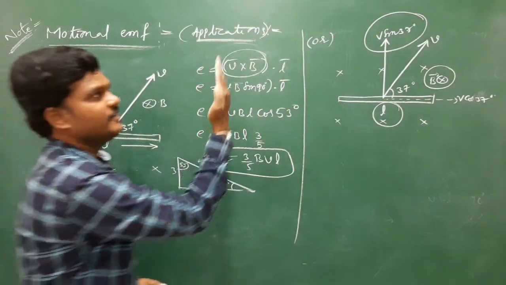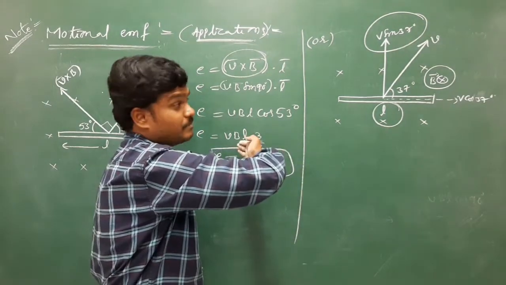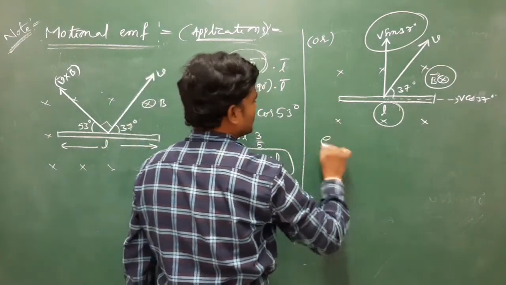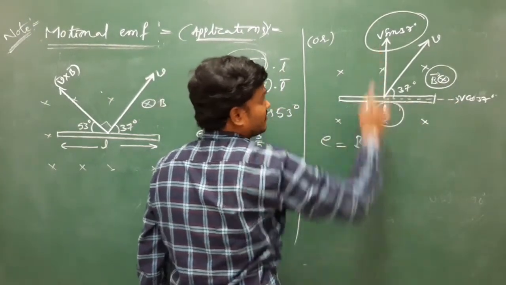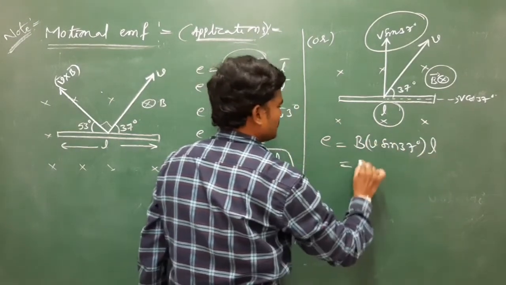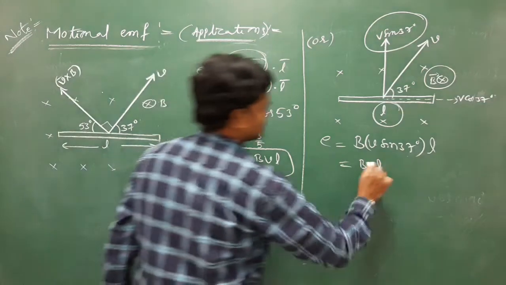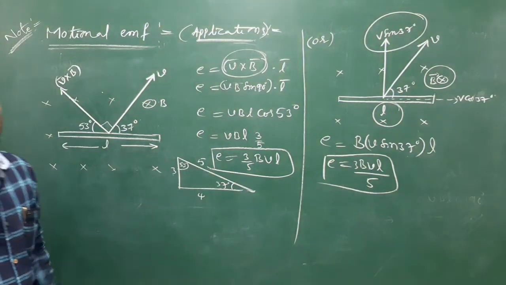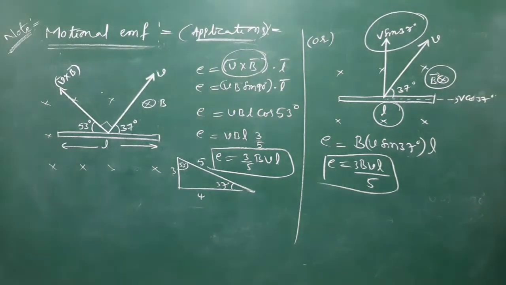B inward, V sin 37 up, L is horizontal. This is the X axis, this is Z for B, and V sin 37 is the y axis. So the perpendicular components are B as it is, V which is perpendicular, V sin 37, and L. So BVL sin 37, where sin 37 is 3 by 5. Just resolve V into components, identify the three perpendicular components and multiply those three: direct answer 3BVL by 5.